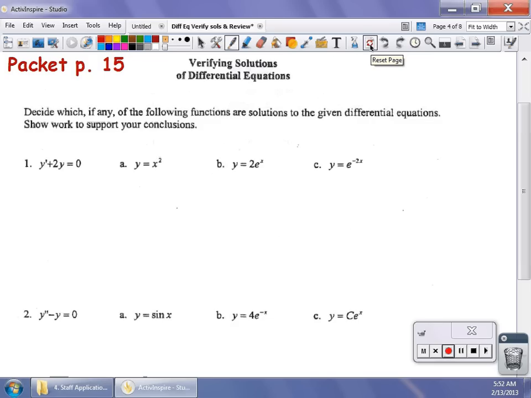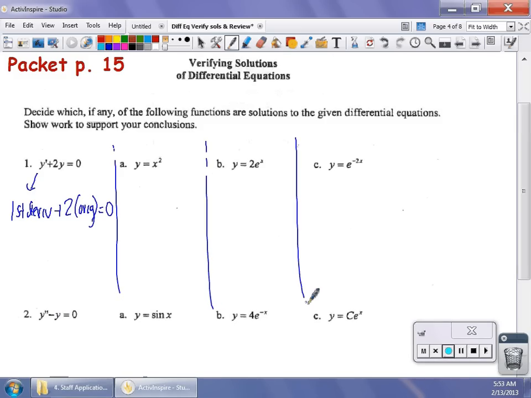What this differential equation is saying is, when you take the first derivative of your function and you add it to 2 times the original function, you should get 0. So we're going to test out these functions to see if they meet the criteria.